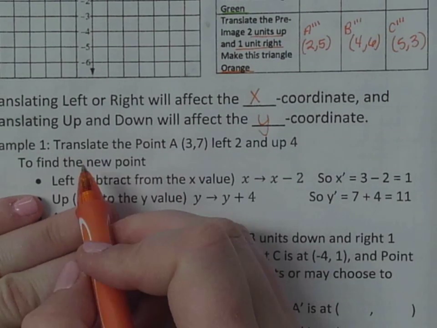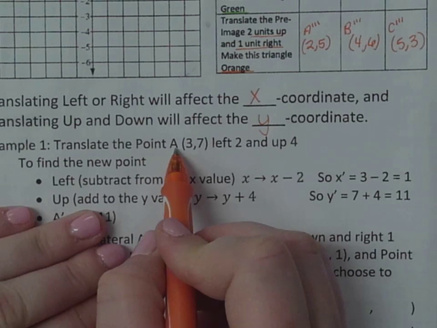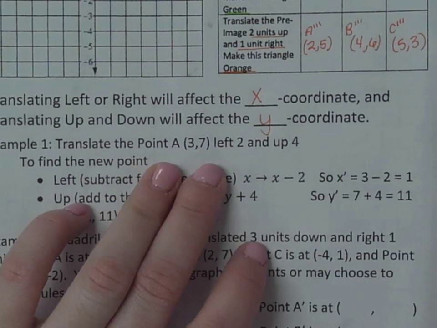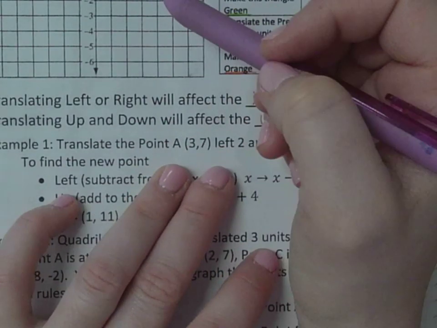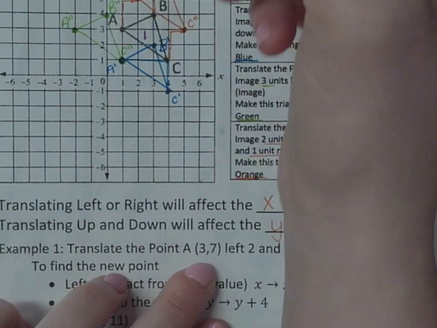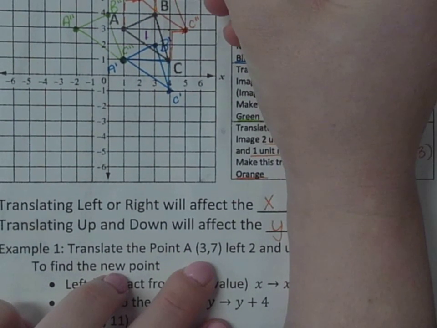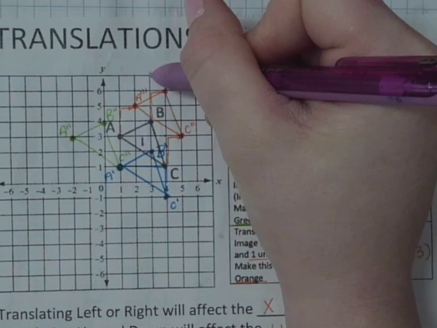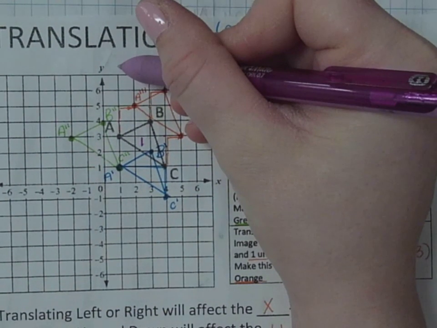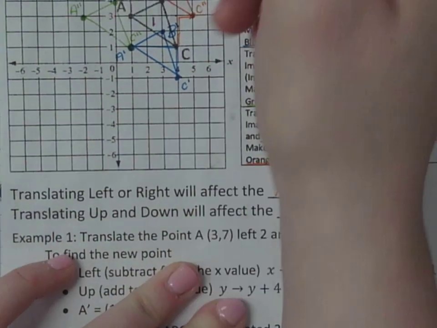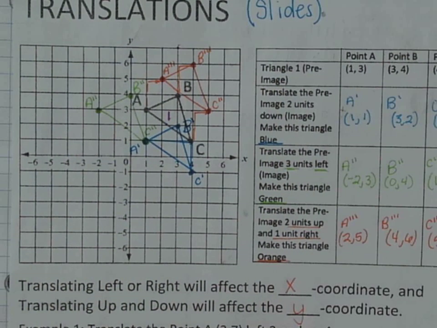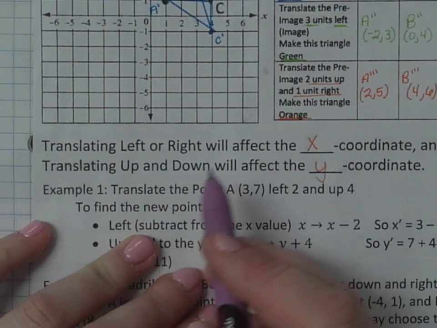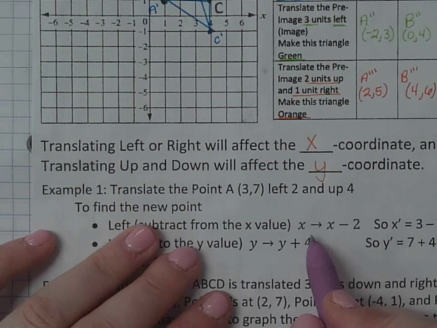So now let's look at this example. If I'm going to translate the point 3, 7, left 2 and up 4. So I'm going to use purple and just so that you can see it on a grid. So I'm going to take the point 3, 7, and that would be way up here. And I'm going to go left 2, 1, 2, and up 4. Sometimes your graphs aren't going to be big enough, especially when you start at 3, 7 and then you move left and up. So sometimes it's easier to just use some rules.